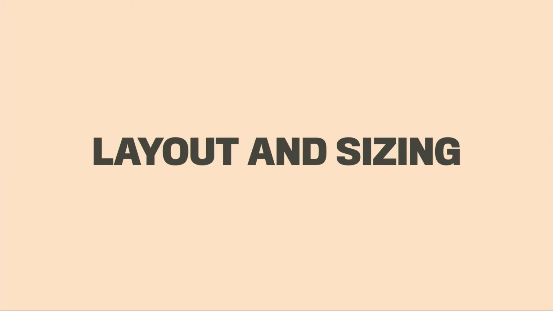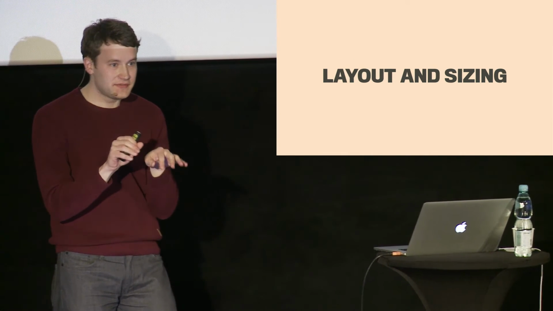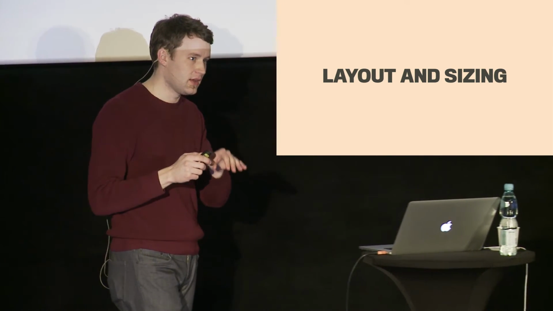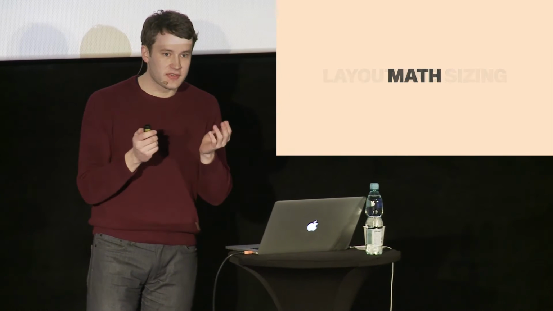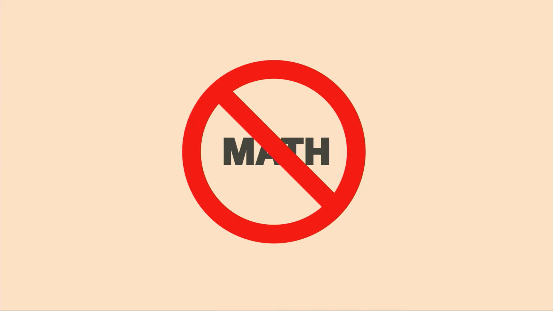Layout and sizing. If you're an iOS developer in the audience, you've probably written layout subviews like 1,000 times. I have, and I'm sick of it. I'm sick of CGFloat y equals 0 and then y plus equals 3 as I lay out every single thing in my view. Math sucks. It's easy to get it wrong. It's confusing. It's hard to test. What if you didn't have to do math?